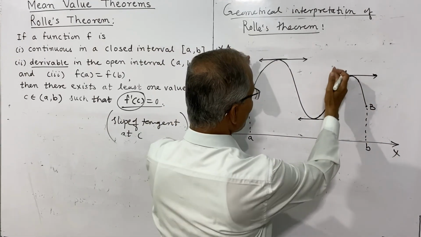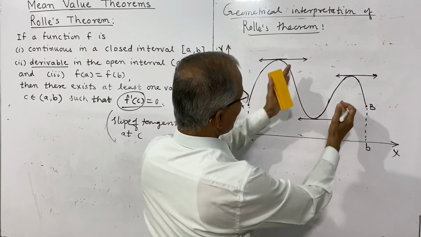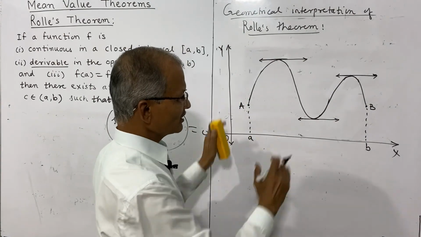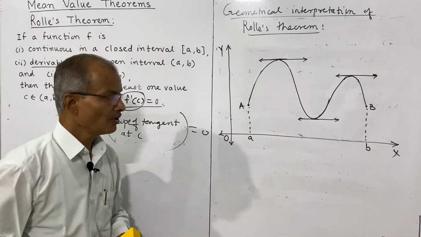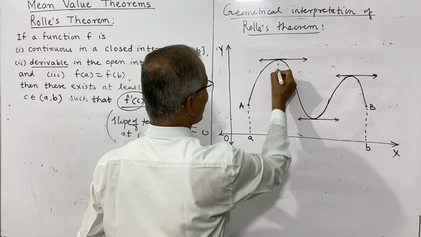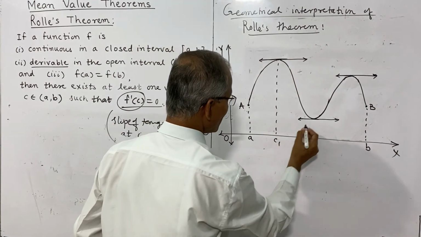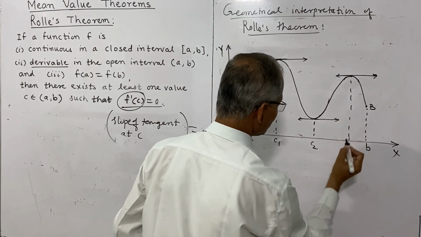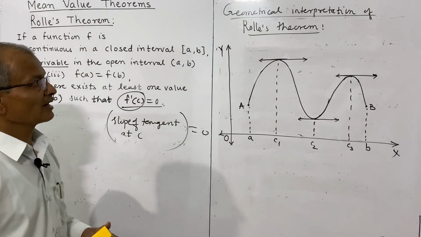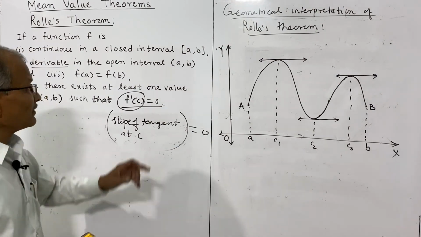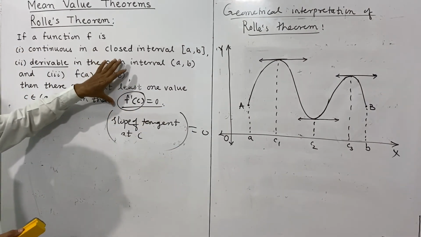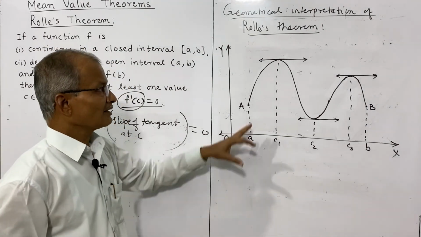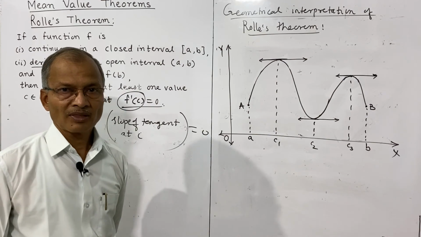So this is a minimum value and maximum value in this interval, but if you consider this interval, then this is minimum and this is maximum. If you change the interval, then minimum and maximum value may change. And this is the point we may suppose as C1, this is C2, and this is C3. So thus this is the geometrical interpretation of Rolle's theorem. If the three conditions are satisfied, then there exists at least one point such that the tangent at that point is parallel to the x-axis.